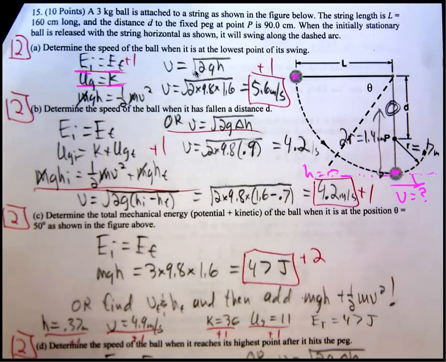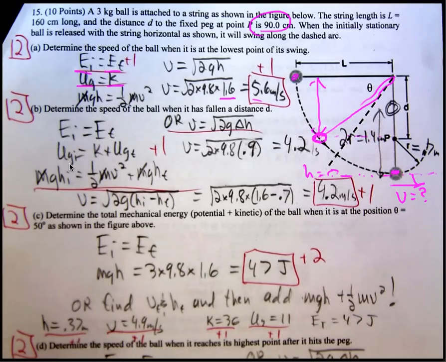And so the mass cancels. We get the velocity is square root of 2gh. H was the length of the pendulum, so you get 5.6 meters per second. Second one, how fast is the ball going when it's fallen a distance d? And so it is about here. And so it is fallen distance d, which is given as 0.9 meters.